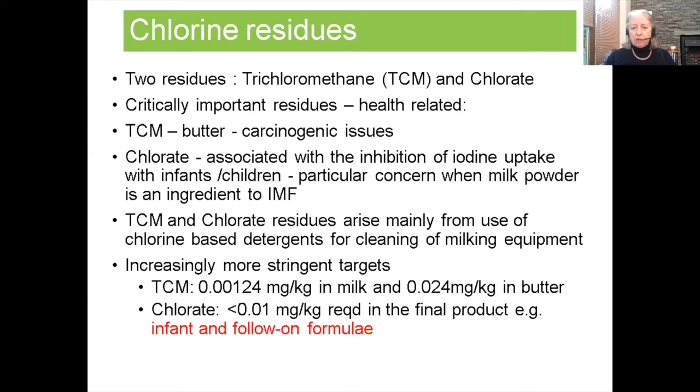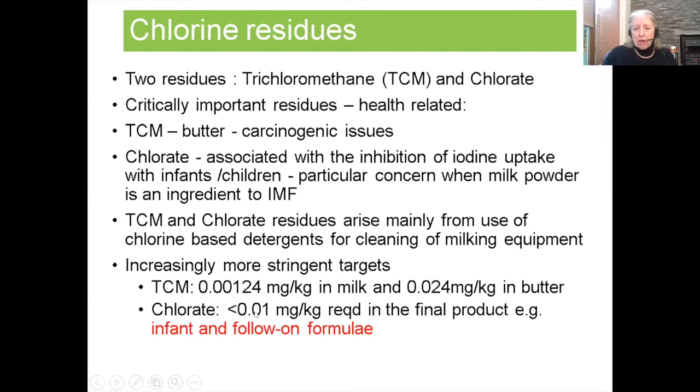The target for TCM now is 0.00124 milligrams per kg of milk and 0.024 milligrams per kg in butter. The reason why it is higher in butter is that the TCM is associated with the fat, and obviously the fat is higher in the cream. It multiplies up, so in order to achieve the 0.024 in butter, we need 0.00124 milligrams per kg in the milk.